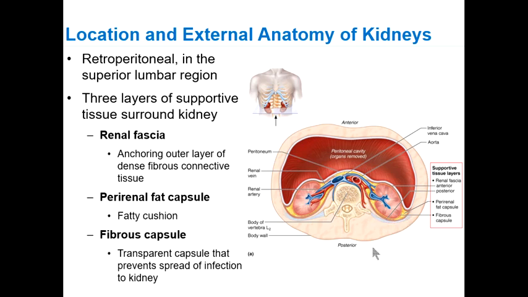And we have a fibrous capsule, which you can't really see. It's labeled right there. It's on the kidney itself. It's transparent, and it just prevents infections. So if an infection is in your body, in your abdominal cavity, it has a difficult time entering the kidney because of that extra capsule, which we call the fibrous capsule, preventing the spread of infection to the kidney.